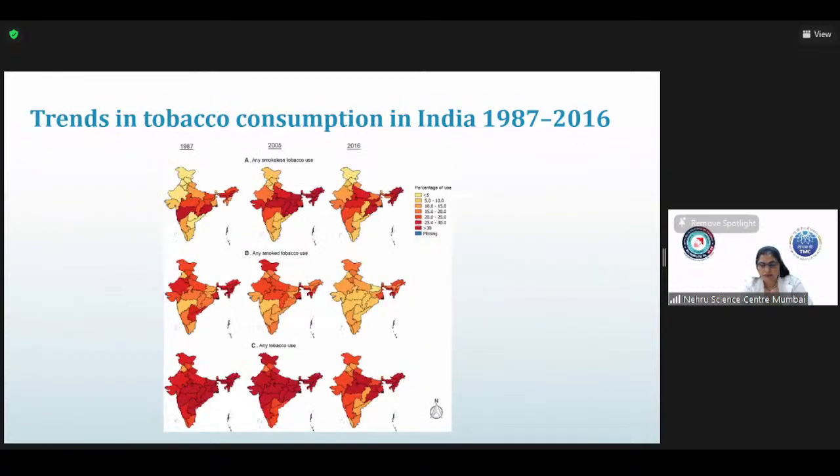Previous. Yeah. So this map of India shows trends in tobacco consumption. When we compare three maps for a smoking form of tobacco consumption, it has reduced over a period of time, while smokeless form of tobacco has increased, replacing the lighter color of the states by the darker color here.